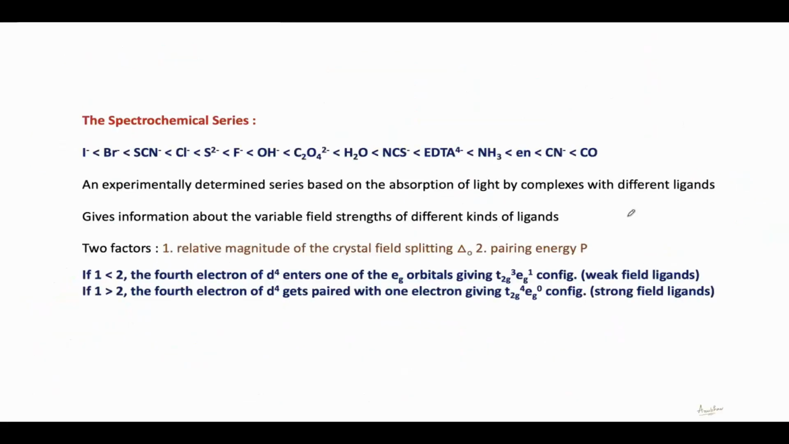So, to account for the statement like which ligands will produce high delta O, we are having a gap between the T2G and EG. So, the gap between T2G and EG is termed as the delta O. Since we are talking about an octahedral complex, it is delta O, or you can say generally delta, that is the crystal field splitting energy. Now, depending upon the nature of the ligand, the splitting of d orbitals will be determined.